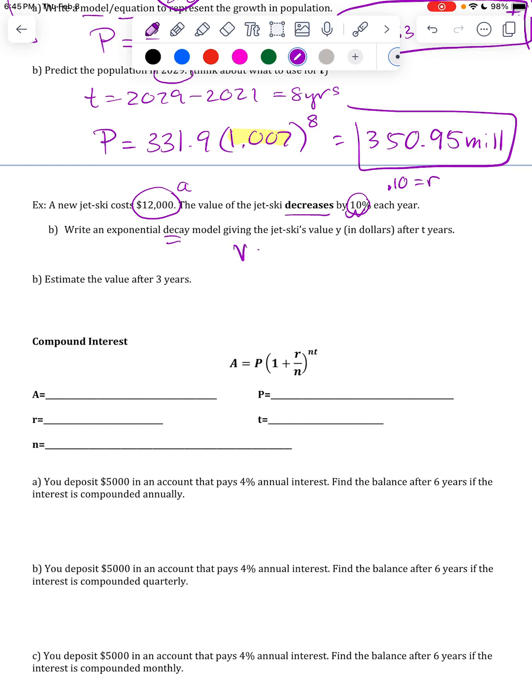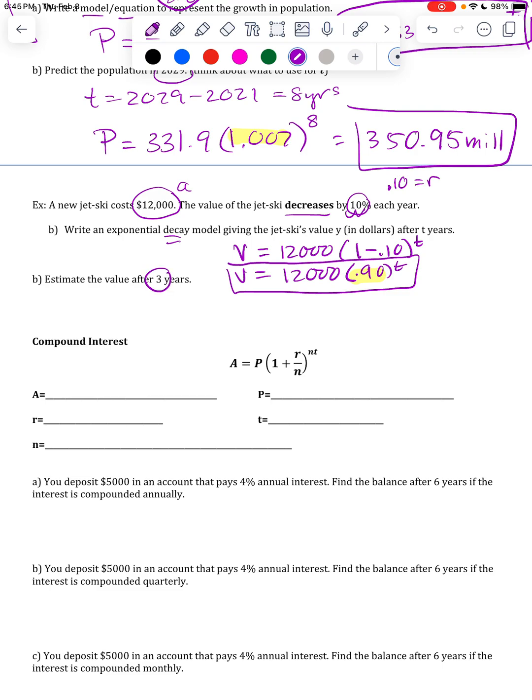So my value is going to be that initial value, but now I'm going to do 1 minus 0.10 to the T because I'm taking value away. It's decreasing. So if you actually did 1 minus 0.10, you'd be at 0.9, and that's less than 1. And so that's why this is a decay or a decrease. So here is my value equation.